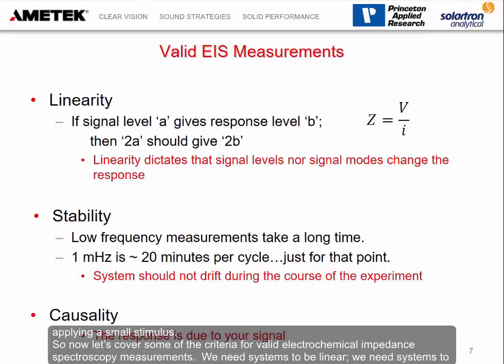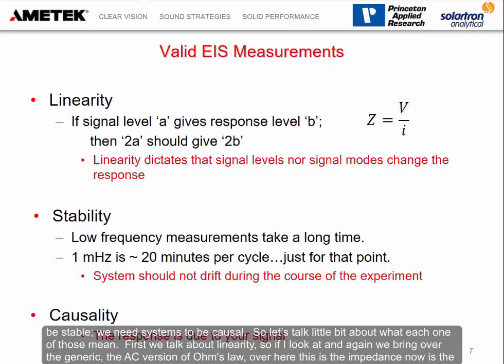So now let's cover some of the criteria for valid electrochemical impedance spectroscopy measurements. We need systems to be linear, we need systems to be stable, and we need systems to be causal. Let's talk a little bit about what each one of those means.